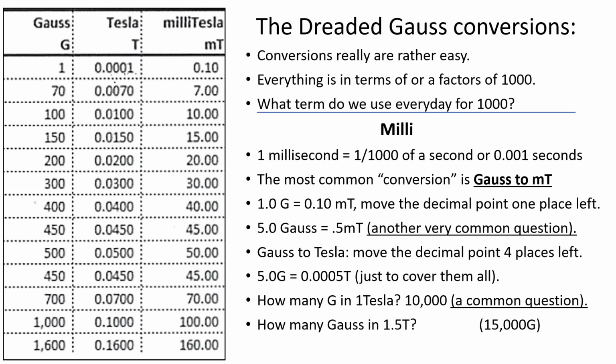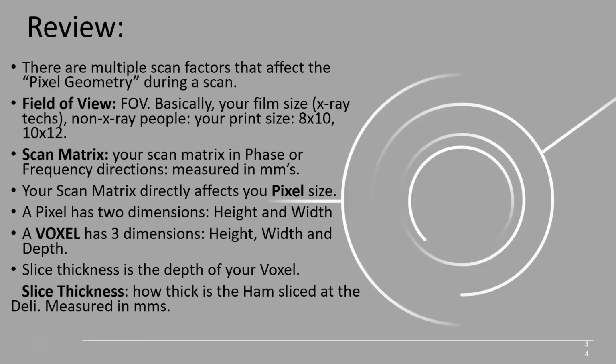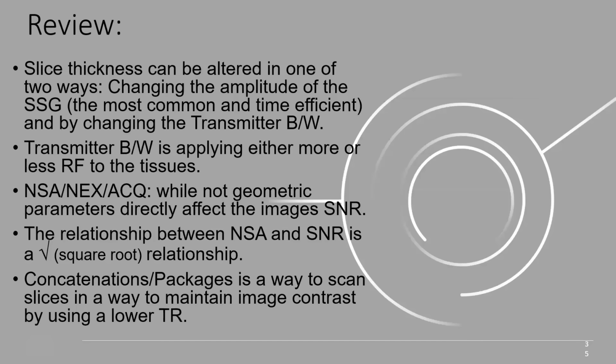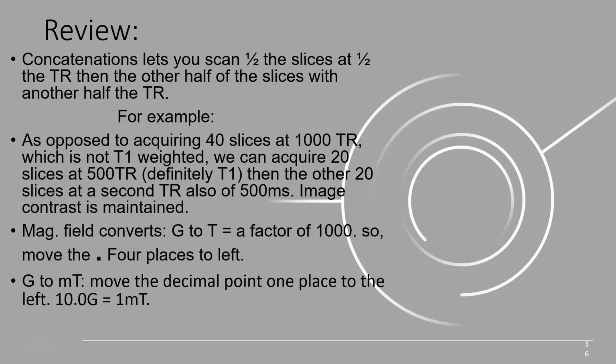So that's just something you need to remember. If you know 5 is equal to 0.5, then if they said 1 Gauss is 0.1 millitesla, it's a nice, easy conversion. Okay. And these I've kind of beat to death, so I'm just going to keep on going right through them. Anybody have any questions?